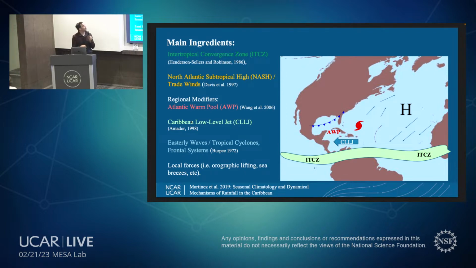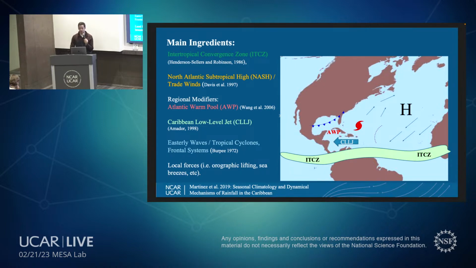So we'll start with the large-scale features, the first being the Intertropical Convergence Zone, or the ITCZ. That is a band of moisture convergence that moves north-south with the solar insolation cycle by a lag of 1 to 2 months. Then you have the North Atlantic Subtropical High, with it the easterly trade winds, which is a main facilitator of moisture convergence across the Caribbean basin.